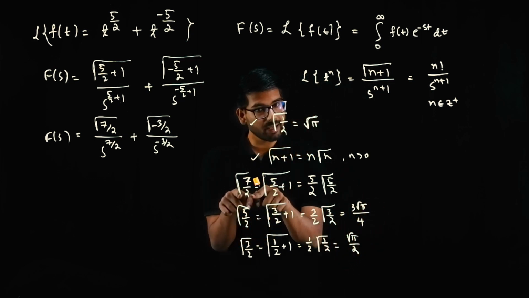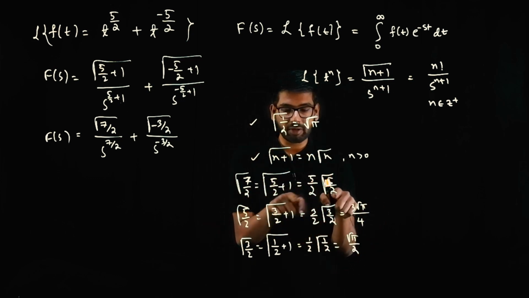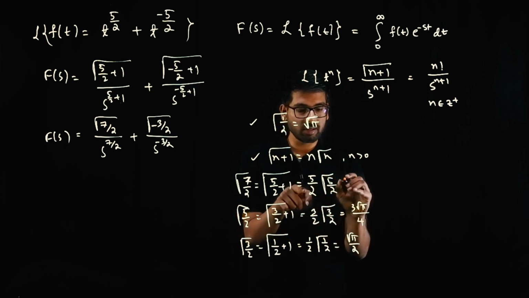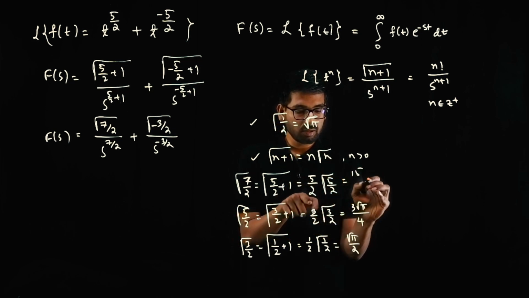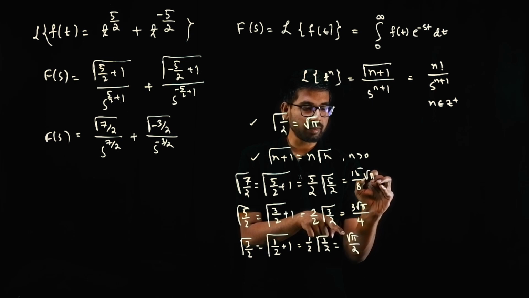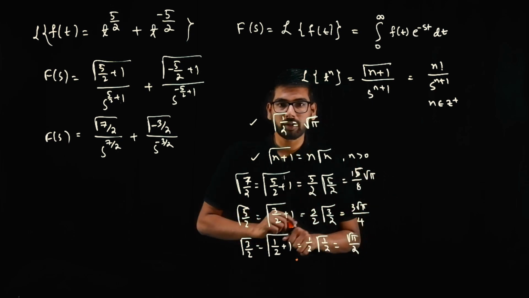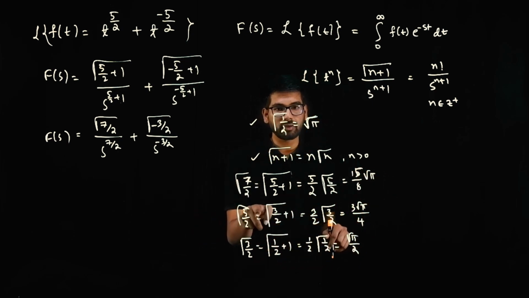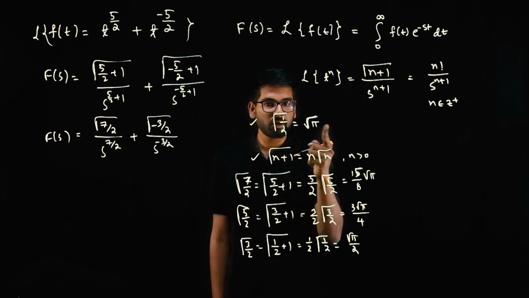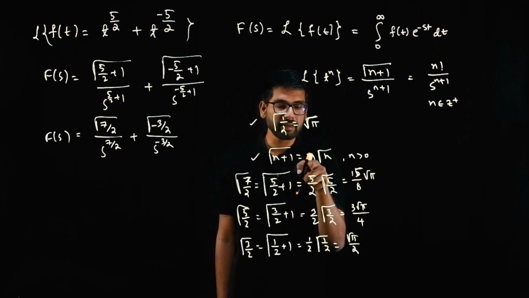So gamma of 7/2 is actually 5/2 into gamma of 5/2. Gamma of 5/2 is 3/4 square root of pi, which we substitute here. You will get 5 3s are 15, 2 4s are 8, so 15/8 square root of pi. So this is how you find gamma values. First, you need to remember gamma of 1/2 is square root of pi, and then gamma of n plus 1 is n gamma of n.